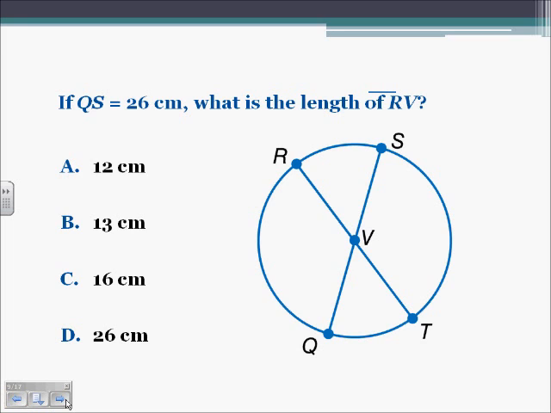If QS is equal to 26 centimeters, what is the length of RV? Again, we need to identify what they give us. QS is a diameter, so QS equals 26, and RV is a radius. To find RV, we know the diameter is going to be equal to 2 times our radius. So QS is going to equal 2 times the segment RV. To solve for that radius, we just need to divide both sides by 2. So our radius is going to equal 13, which would be letter B.